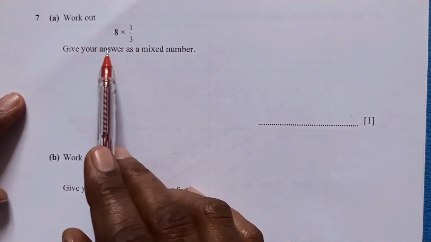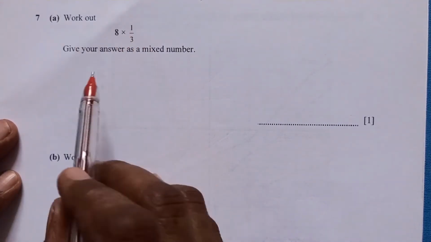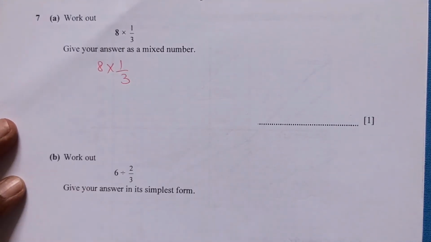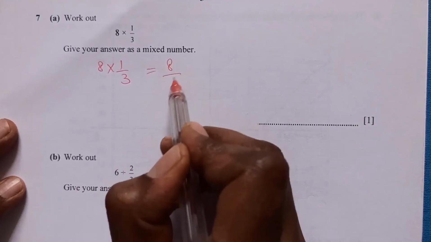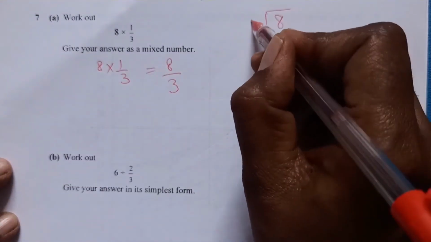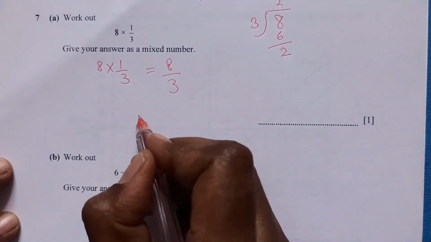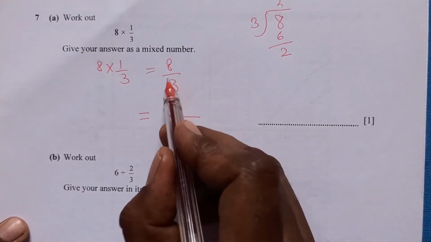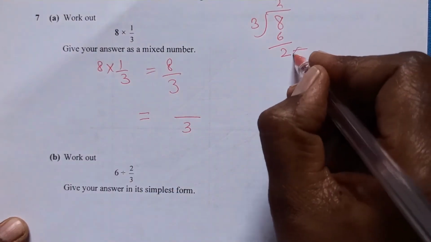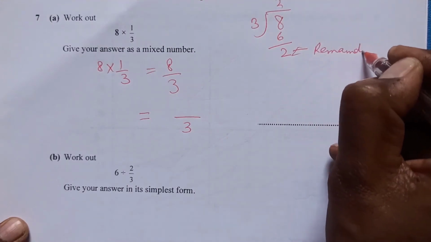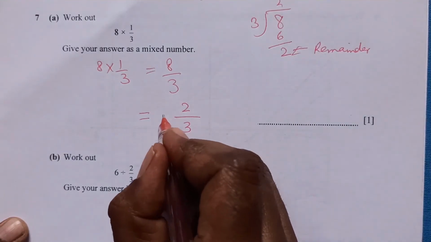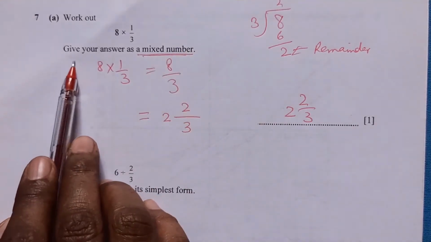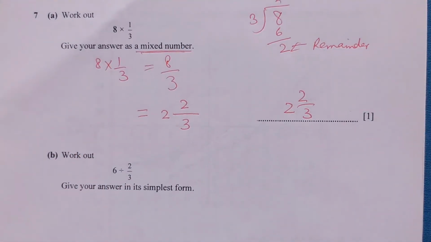Number 7, it is 8 times 1 over 3. Work out the value. Give your answer as a mixed number. So you see 8 times 1 over 3. So 8 times 1, it is 8 divided by 3. So we can divide 8 by 3. 3 times 2, it is 6. Then we have 2. Always remember, don't make a mistake here while you are writing the fractions. So your denominator should remain as denominator, and the remainder always goes up here, and the divisor is here. So your answer is 2 over 3. So remember, read instructions carefully, give your answer as a mixed number, right?